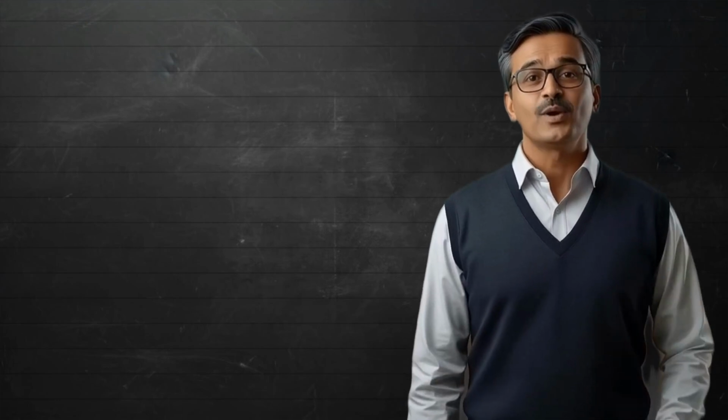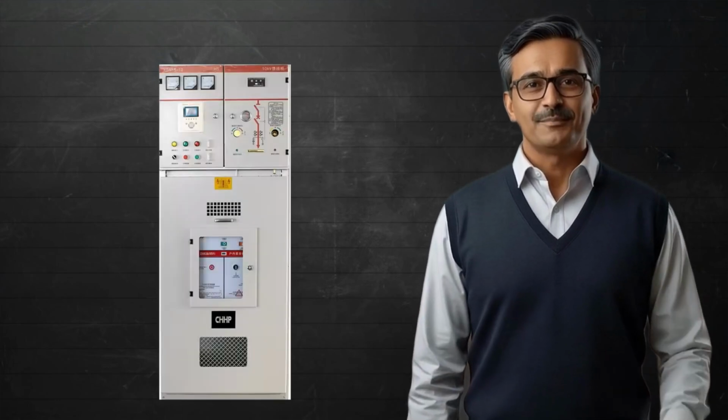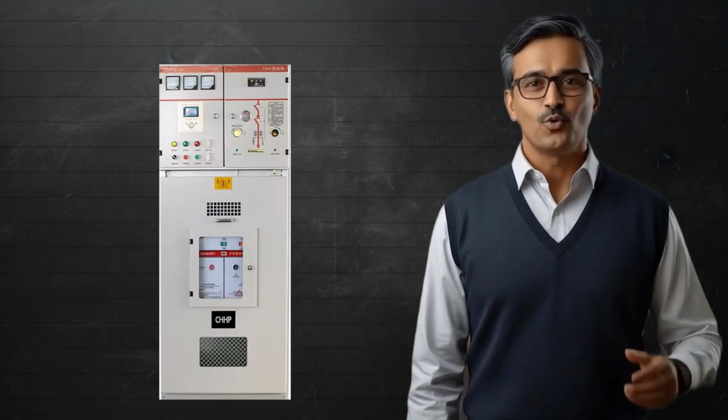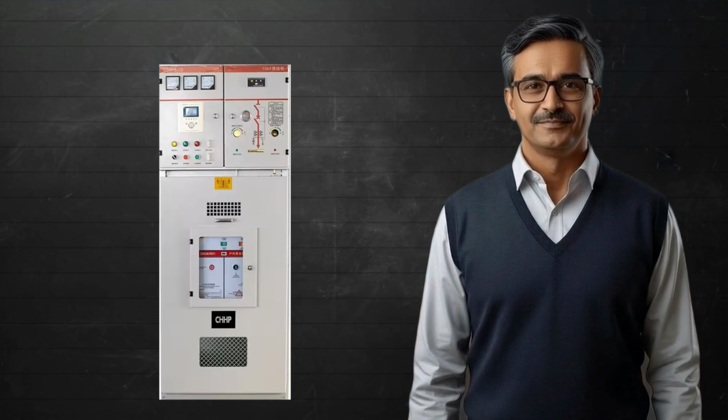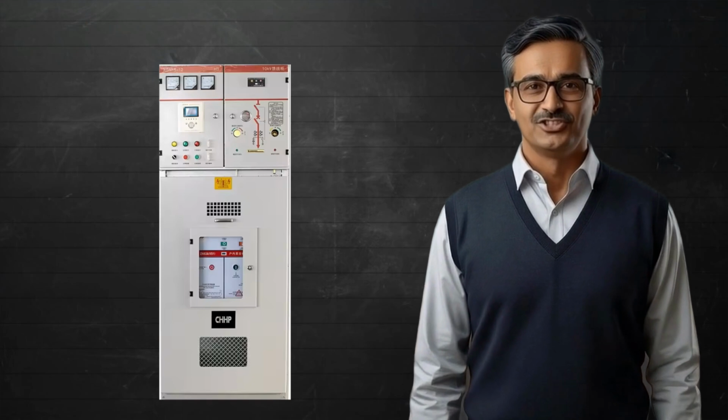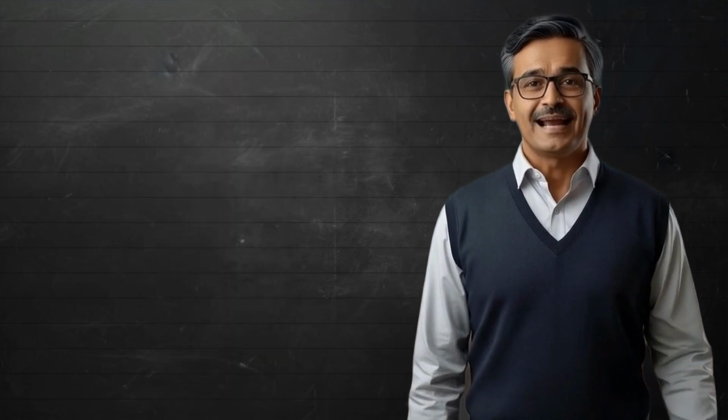In this video, we are going to discuss metal-enclosed and metal-clad switchgear used in indoor systems for 11 kilovolts and 33 kilovolts. First, we will understand the single-line diagram, commonly called the SLD, of a 33 kilovolt system. This will help us clearly understand the construction and operation of indoor switchgear. Let us start by drawing the basic elements of the system.